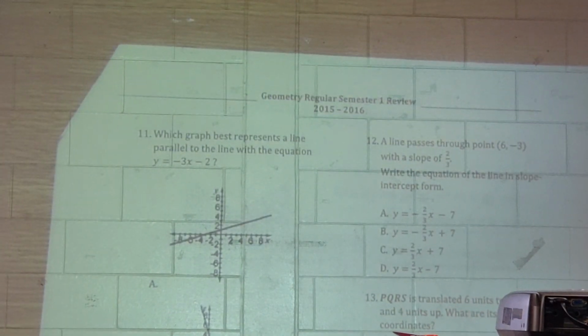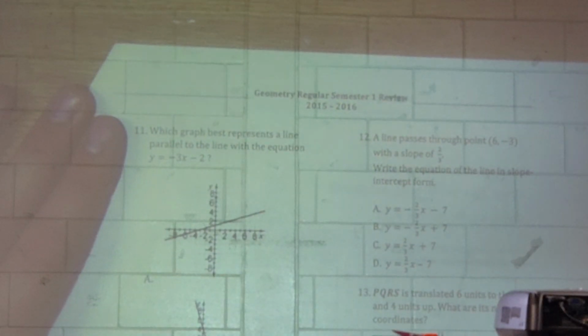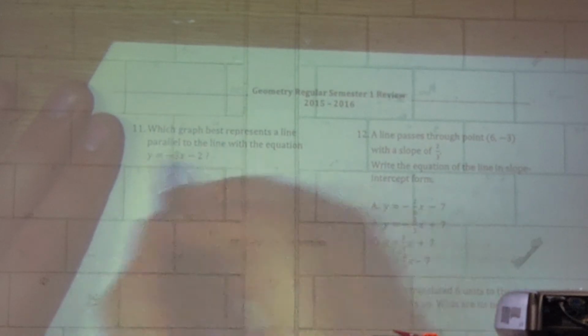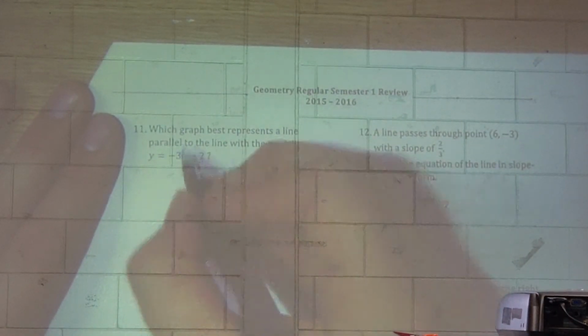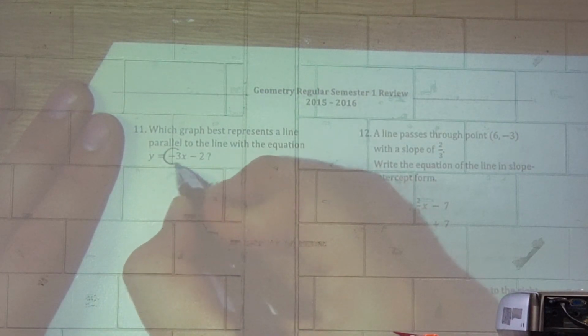All right, going on to question 11. 11 says, which graph best represents the line parallel to the line with the equation y equals negative 3x minus 2? What's super nice about these questions, if they ask about parallel or perpendicular, we only care about one number in this whole equation, and that's the slope. And slope should be the number that goes in front of, or precedes, the x. So in this case, the slope is negative 3.